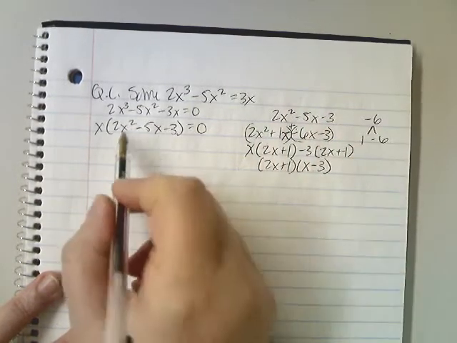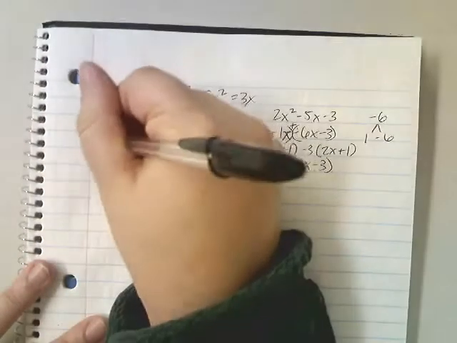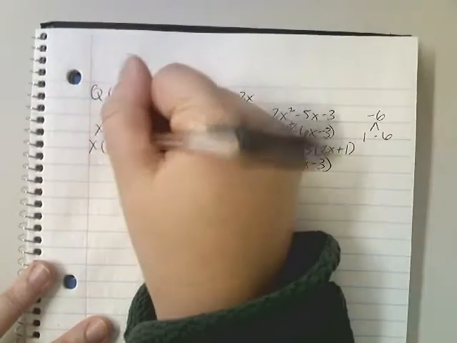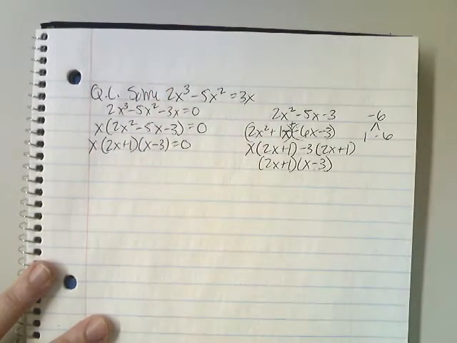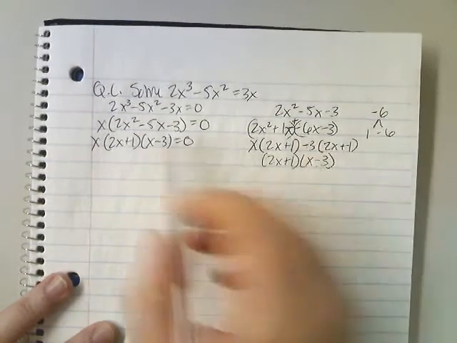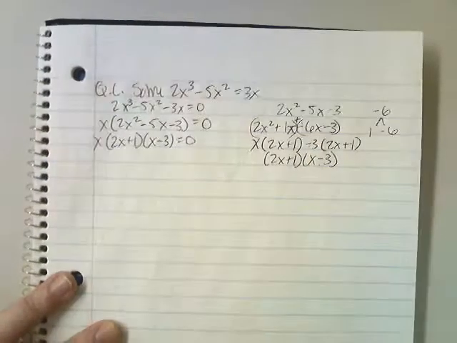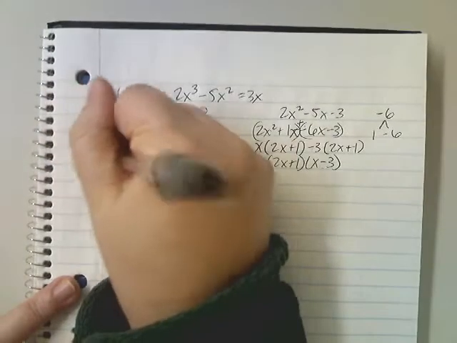And so I'm going to put this back in the place of my quadratic trinomial that I previously had. So I have x times 2x plus 1 times x minus 3 equals 0. And now I'll use my zero product property. So in this case, we could solve by factoring. So that's what we did, but we need to do our last step with the zero product property.